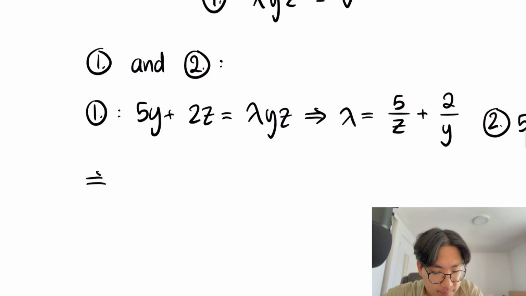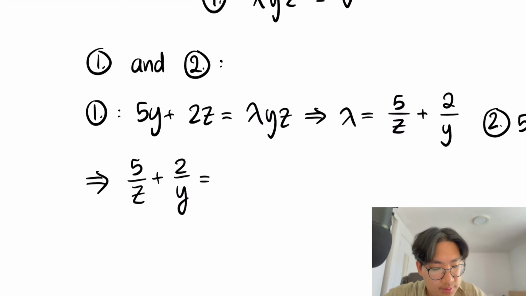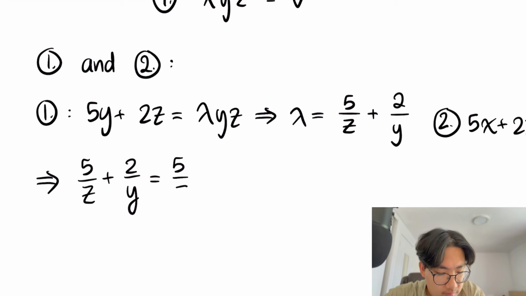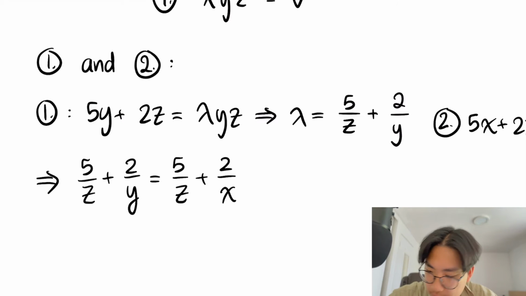So we then have 5 over z plus 2 over y. We know that this is equal to 5 over z plus 2 over x. And again, we're allowed to assume all of this because x, y, and z are all greater than 0, so we're able to manipulate and move things around like this.